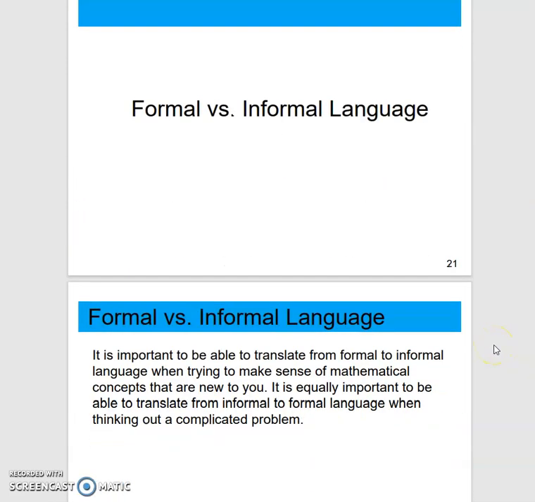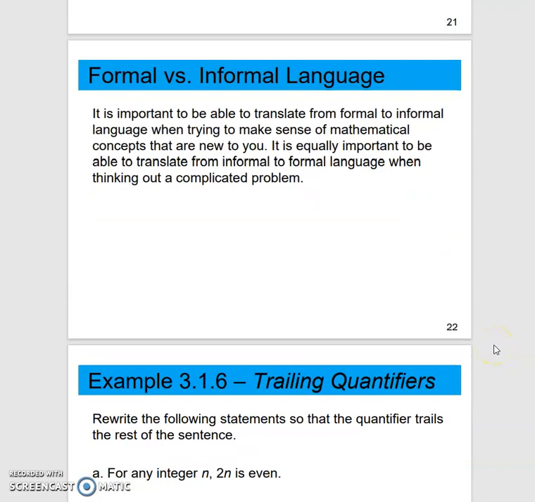All right, let's talk about formal versus informal language. Now, when we talk, we usually talk pretty informally. For mathematics, though, we do try to be very formal because, again, we want to be clear so that everybody is talking about the same thing.